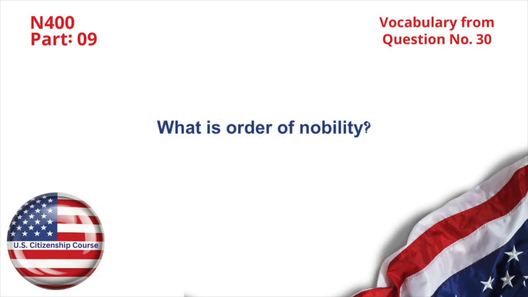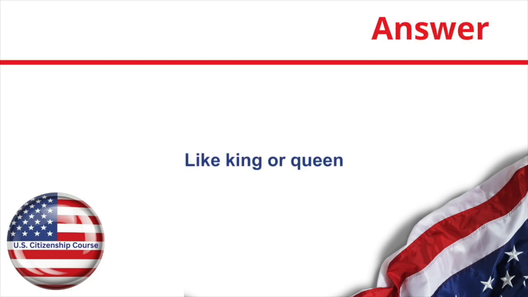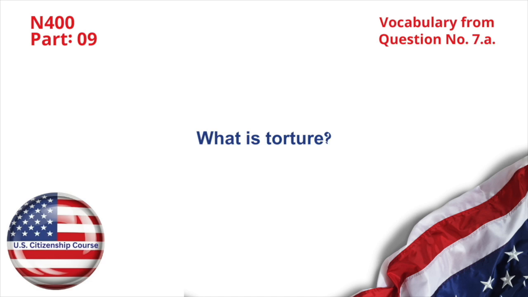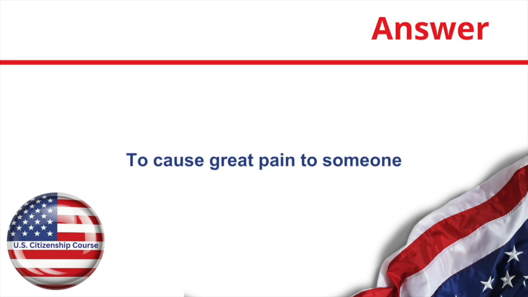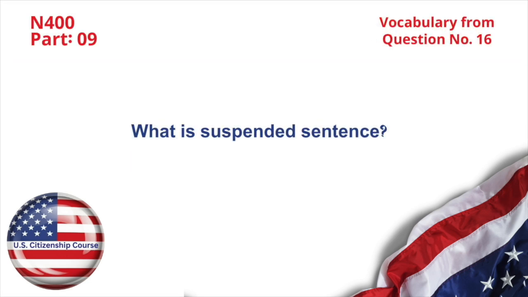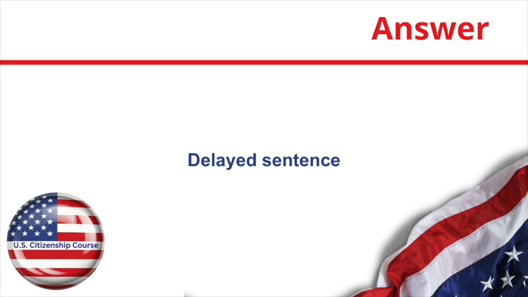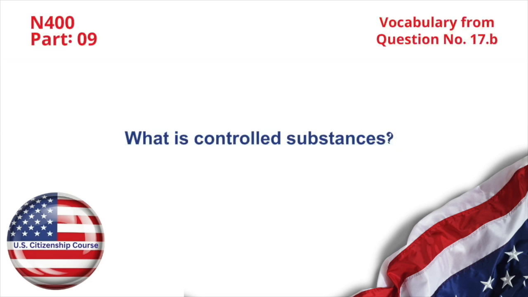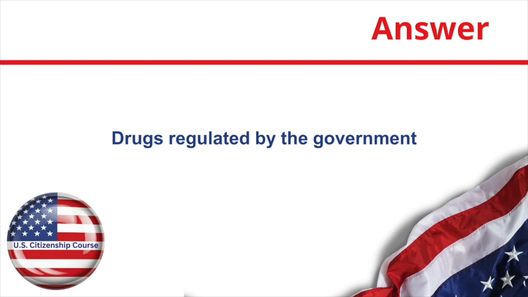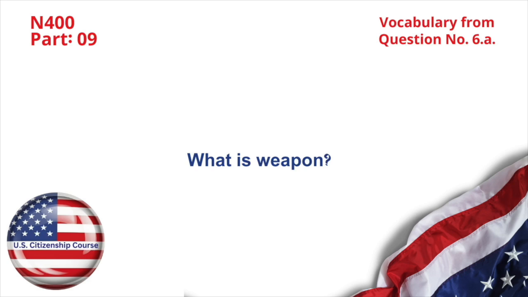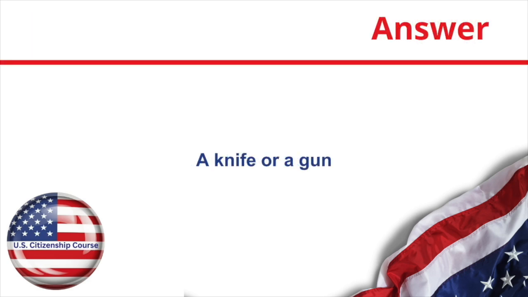What is order of nobility? Like king or queen? What is torture? To cause great pain to someone. What is suspended sentence? Delayed sentence. What is controlled substances? Drugs regulated by the government. What is weapon? A knife or a gun.